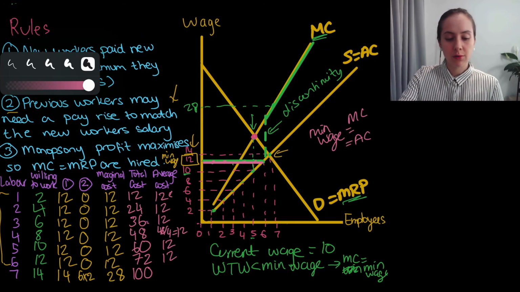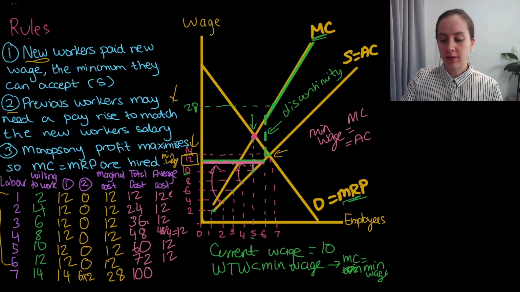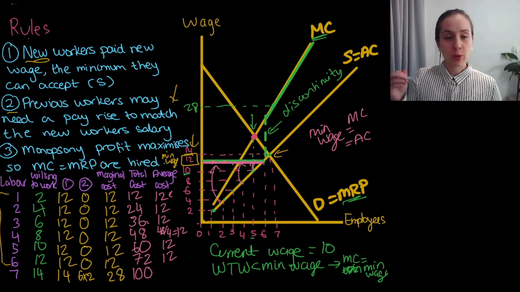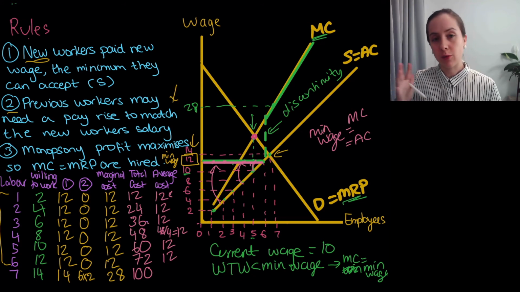These are all the people who are willing to work at a lower wage rate than the minimum wage and now have had to be employed at 12, and that makes sense. That 7th worker was a little bit different because they were not willing to work at 12, they were happy to work instead at 14.